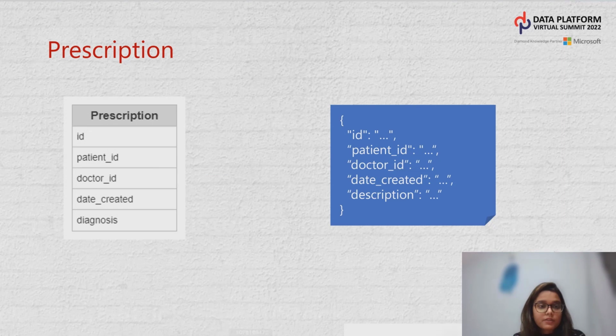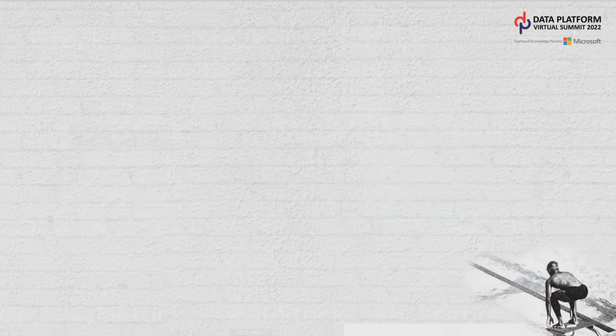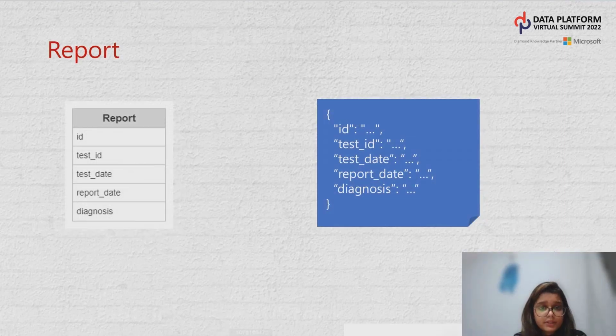Coming to prescription, we have ID, patient ID, doctor ID, date created, and diagnosis. So we can convert that into a JSON document. Test, again, we can directly convert into a JSON document. Similarly, for report, we have ID, test ID, test date, report date, and diagnosis.